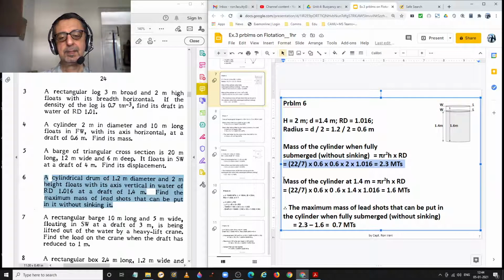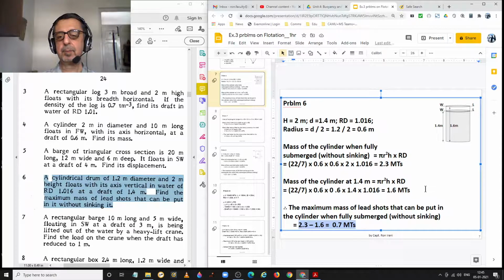The mass of the cylinder at 1.4 meters will be equal to pi r square h multiplied by RD, and here we have to put the value of h as 1.4 and we get the mass of the cylinder when it is floating at 1.4 meters equal to 1.6 metric tons. The difference between 2.3 metric tons and 1.6 metric tons will give us the mass of the lead shots that can be put into the cylinder when fully submerged without sinking.